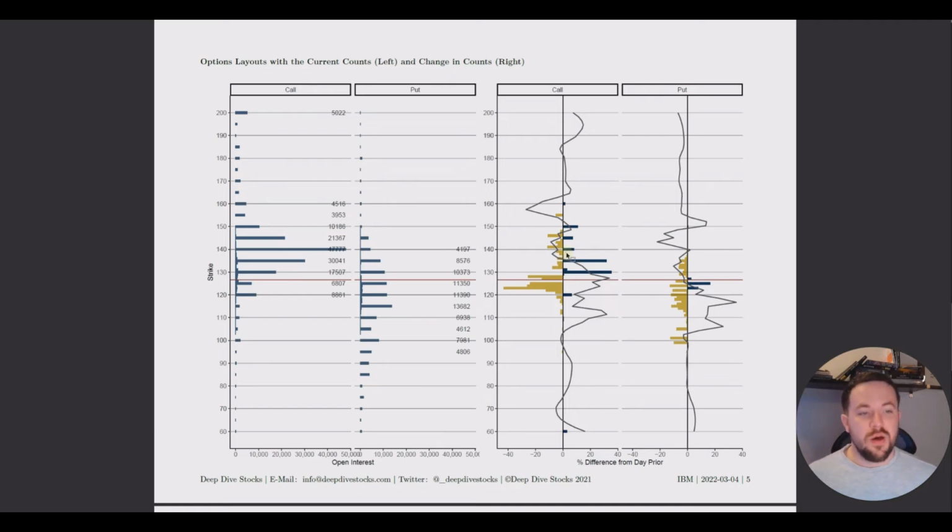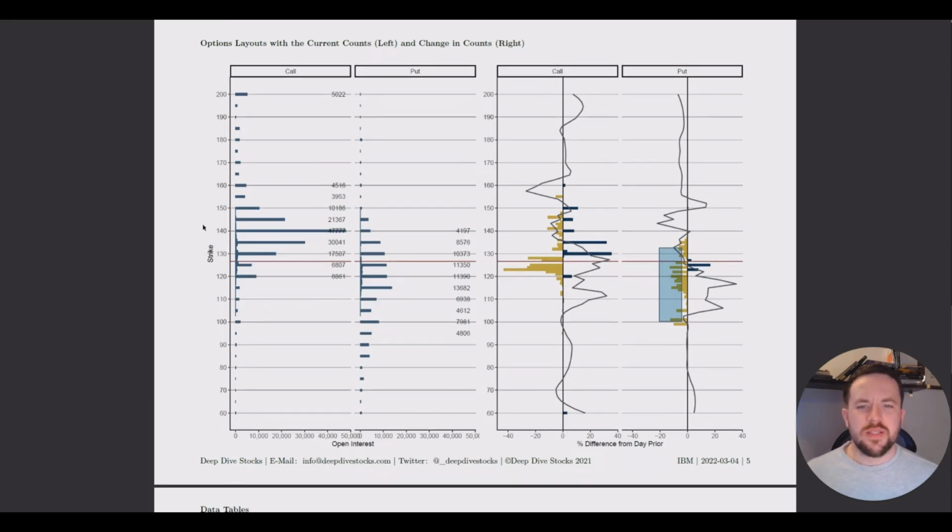So we see over the past month, some calls have been being opened. It looks like some in the money puts have been closed, as well as out of the money puts have been opened. On Friday, a good amount of calls were closed, a good amount of puts were closed. This isn't too surprising given that Friday is typically a common weekly expiry. But we see one of the things that's interesting is this large call wall at 140.